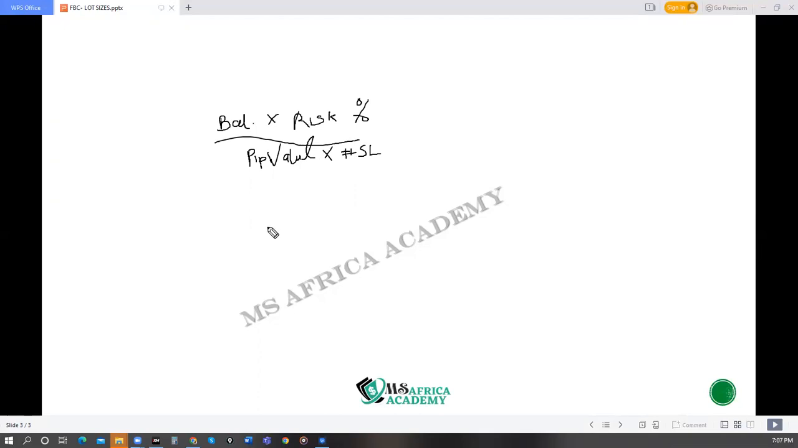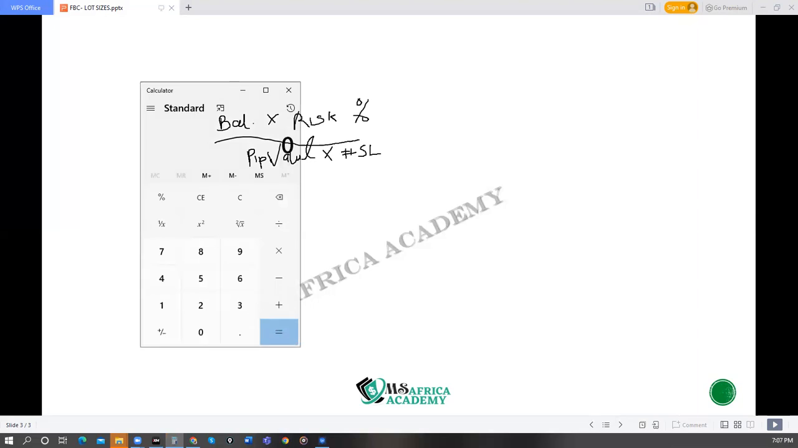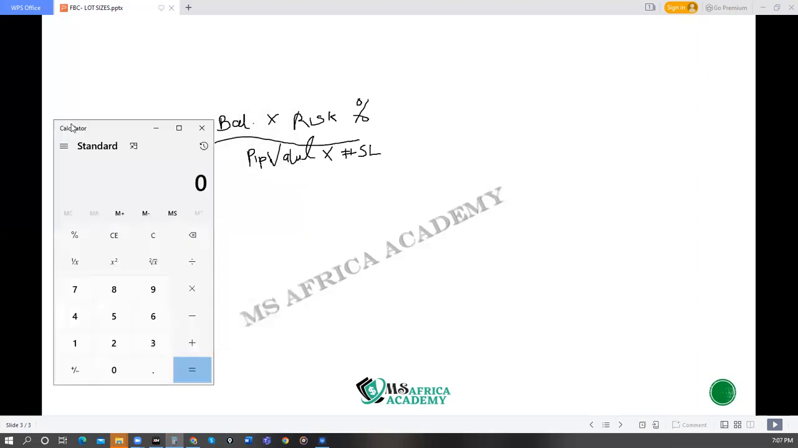So let's say I'm risking 5% of my account and I'm trading $1,000. What does that mean? That means I want to risk $50. Okay, 5% of $1,000 is $50. So 5% is 5 divided by 100, which is 0.05. Now multiply by $1,000 is 50.